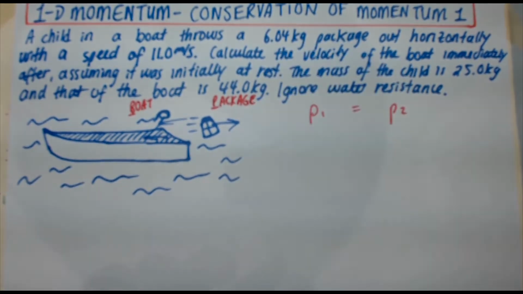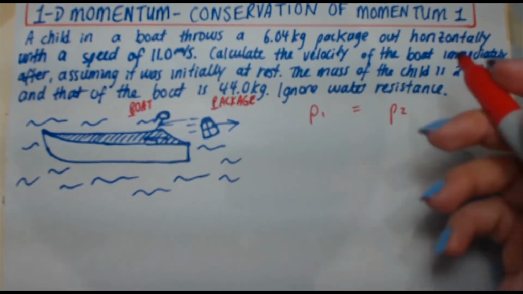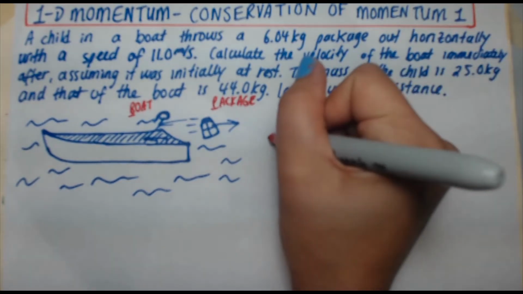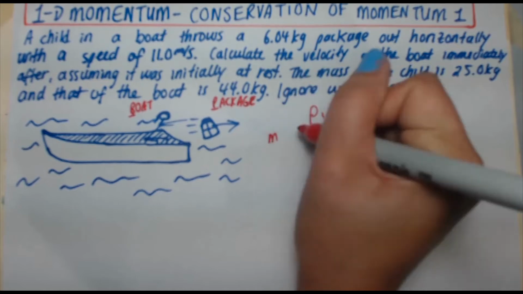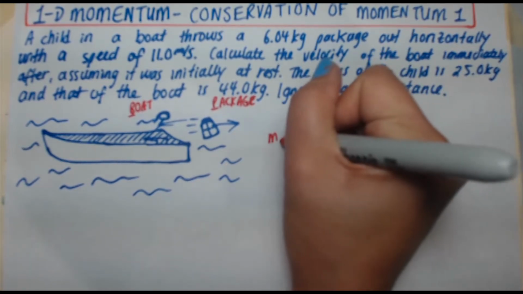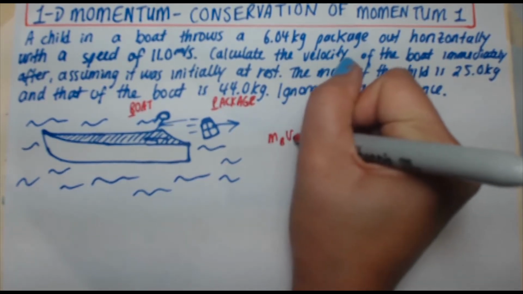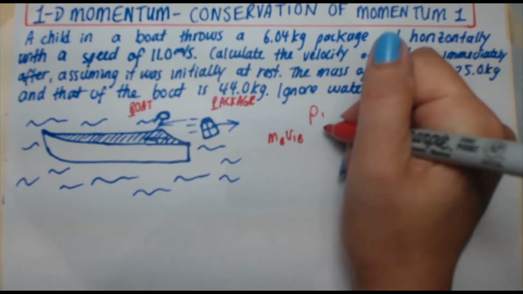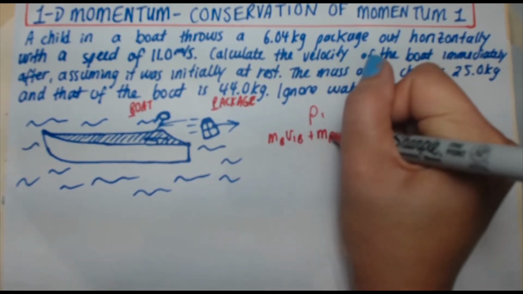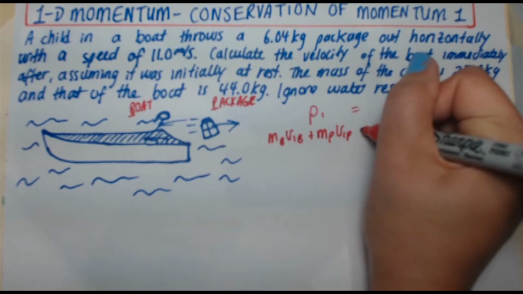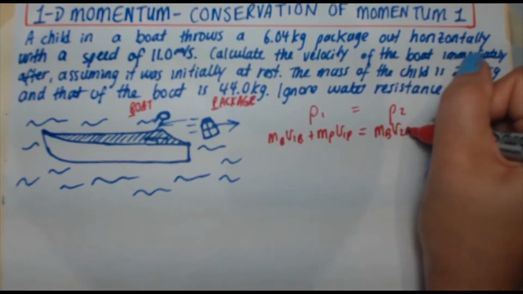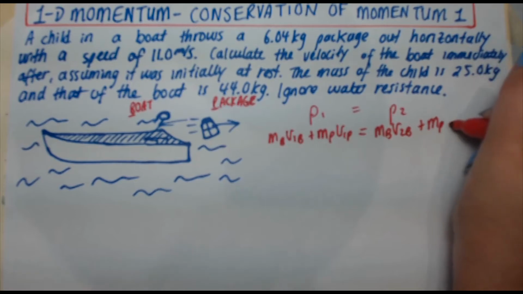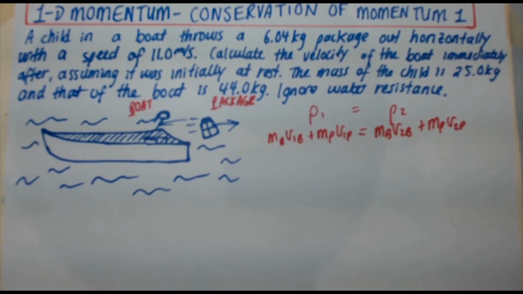So when we set up our statement for conservation of momentum, p is equal to mv, mass times velocity. So p is equal to mass of the boat times the initial speed of the boat, v1b, plus mass of the package times the initial speed of the package, v1p, which equals mass of the boat times final speed of the boat plus mass of the package times final speed of the package, so mp v2p. So there you go.